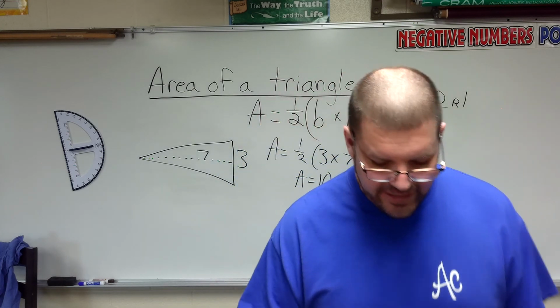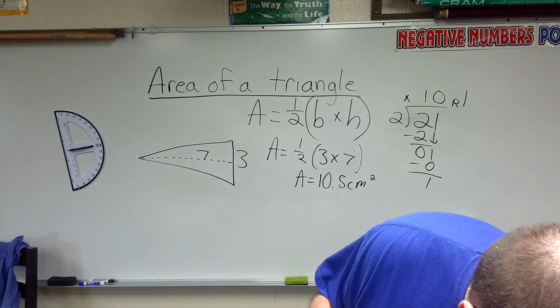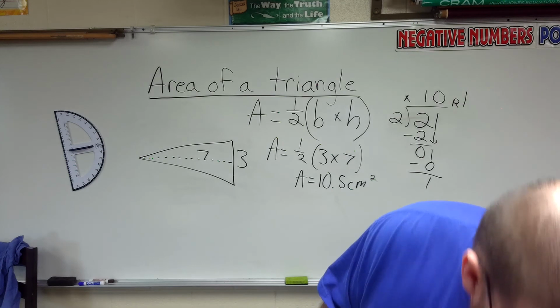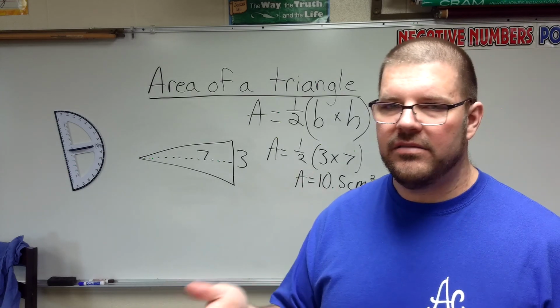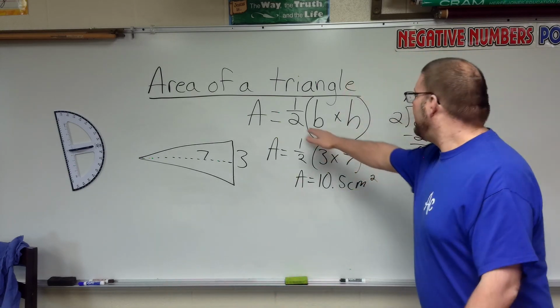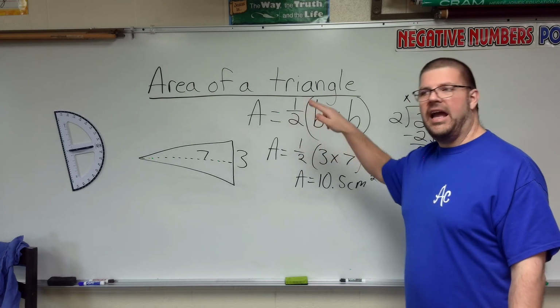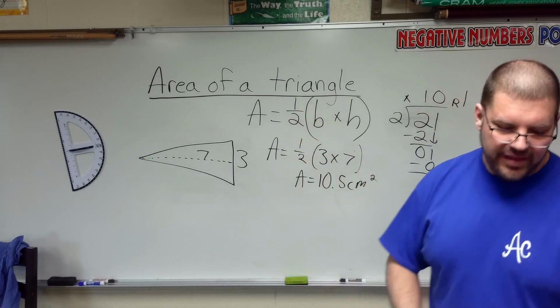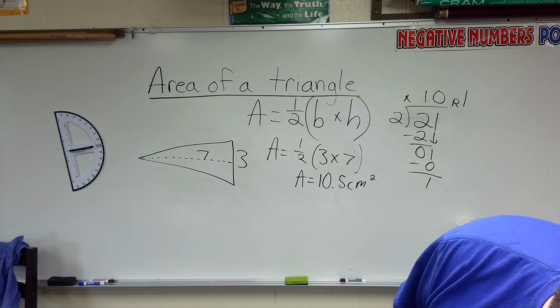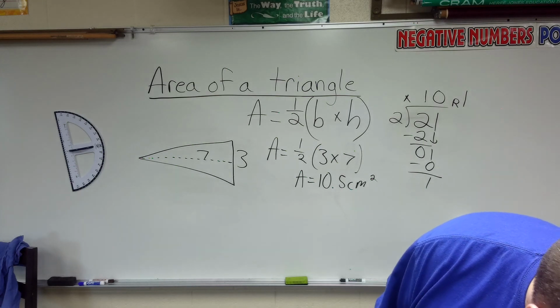Try wrapping up page 240, 241. Tape these down. Fill in your sheets. Look at your base. Look at your height. Remember, it's always going to be half of it. Half of it. Okay? That's the idea. Area of a triangle is 1/2 base times height.